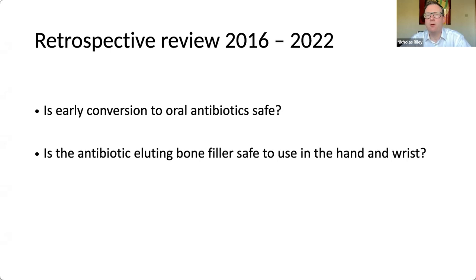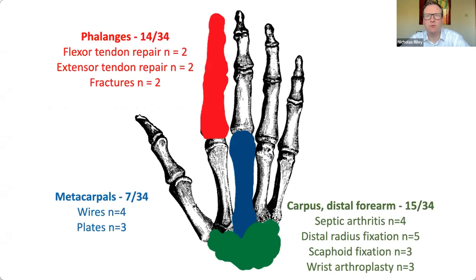So we had 34 patients. We're now up to 45, but their follow-up isn't long enough. And you can see that there is a very varied picture here. 14 patients had phalangeal osteomyelitis, 7 patients had osteomyelitis in the metacarpal, but a lot of patients had carpus or distal forearm osteomyelitis. 3 patients had scaphoid fixations, and 3 patients were post-total wrist arthroplasty, which I think is sobering given the increase in wrist arthroplasty cases that are going to be happening in the developed world.